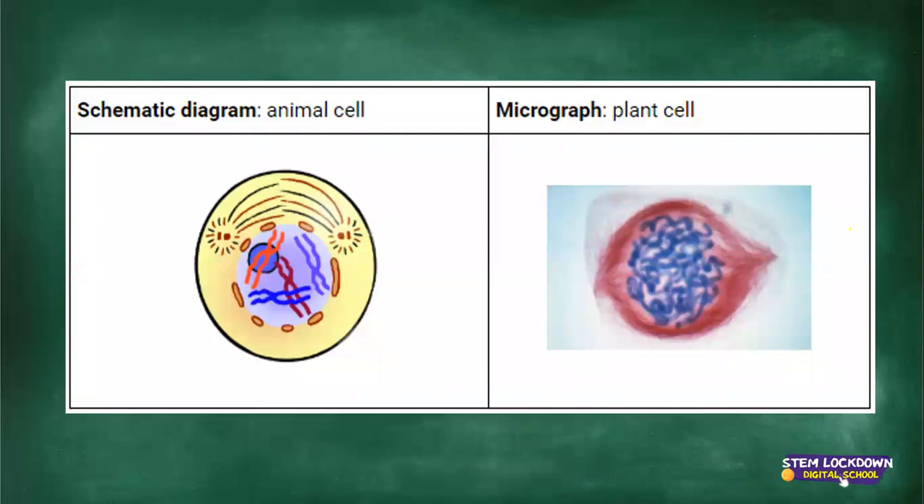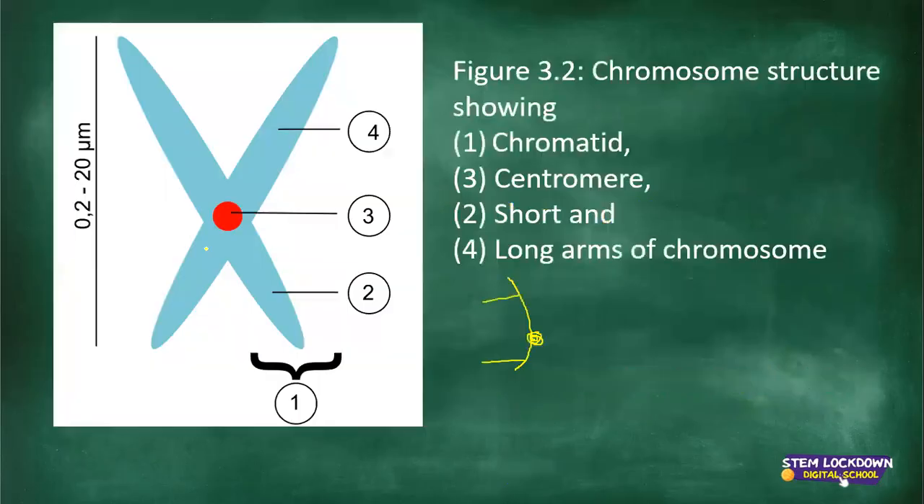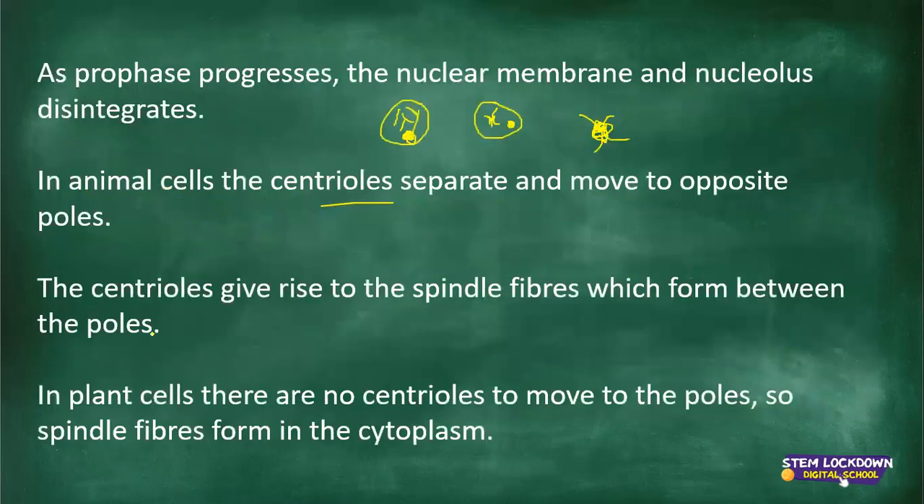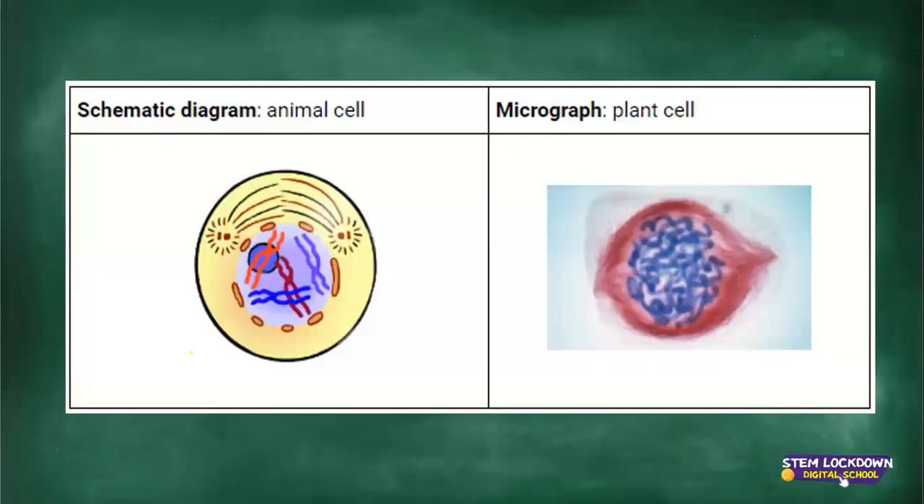There is the schematic diagram here of the animal cell. Remember animal cell? There. You have your animal cell, in the nucleus over there, there are your chromosomes. There's the nucleolus. There is the nuclear membrane there. And then the spindle fibers. Remember I mentioned the spindle fibers that will form during prophase. Where are they? I spoke about spindle fibers. The centrioles give rise to the spindle fibers which form between the poles. So it's the centrioles. Centrioles will move from here to go and form spindle fibers.